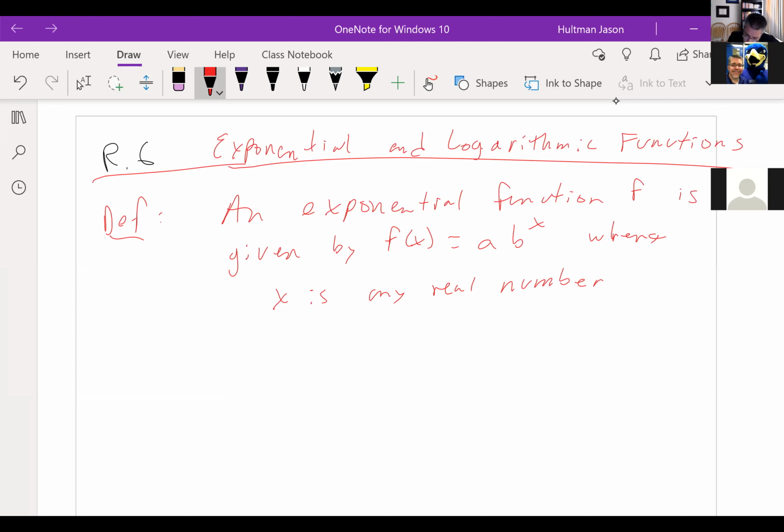Okay, exponential function f is given by f of x equals a b to the x, where x is any real number. B is the base. I should say b greater than 0 is the base. I don't want b to be a negative number because then things get really messy. I don't want it to be 0 either, otherwise it gets very messy.